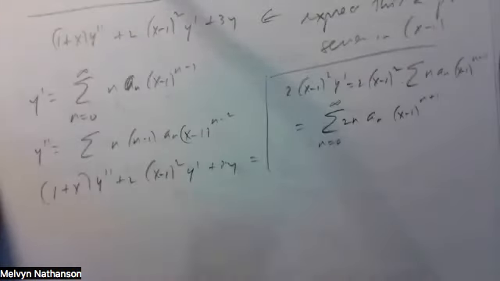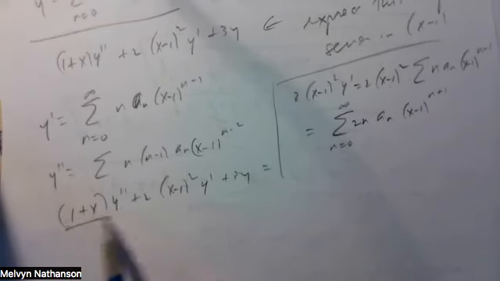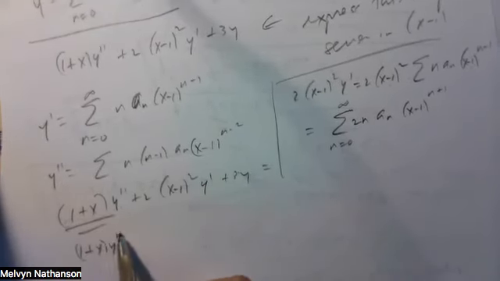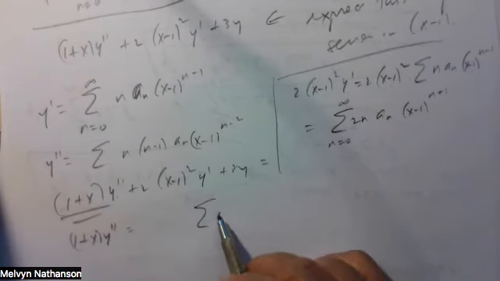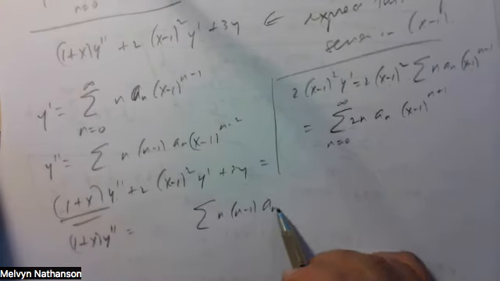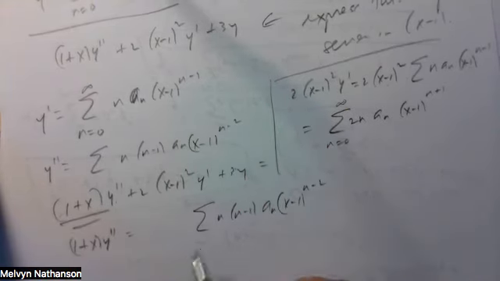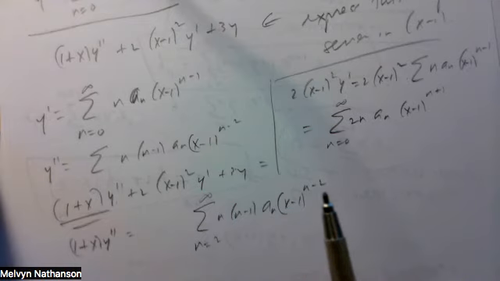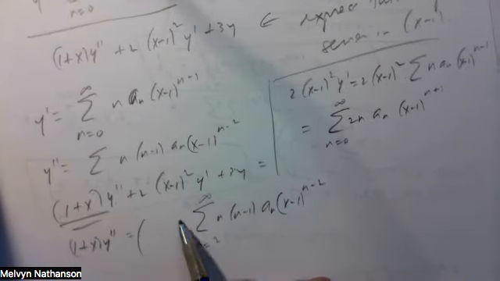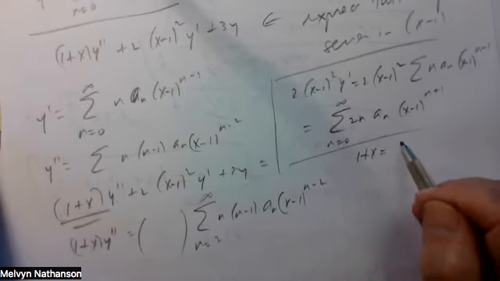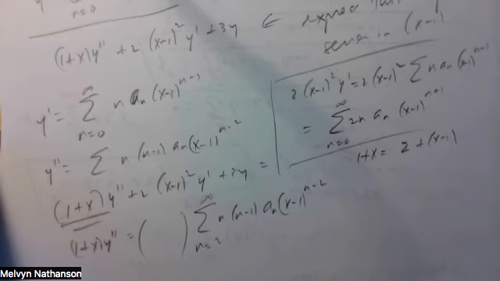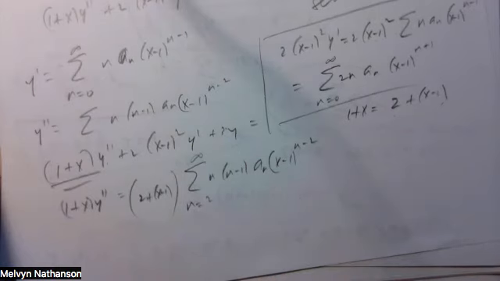And what about 1 plus x times y double prime? Of course, y double prime is the summation n(n minus 1) a sub n (x minus 1) to the n minus 2. And for 1 plus x, I'm going to be slightly sneaky. I'm going to say 1 plus x is 2 plus (x minus 1), right? Because 2 minus 1 is 1. Because I want to have everything in terms of powers of x minus 1.